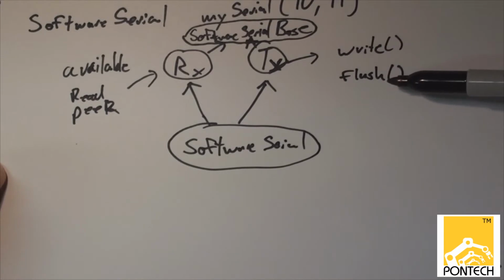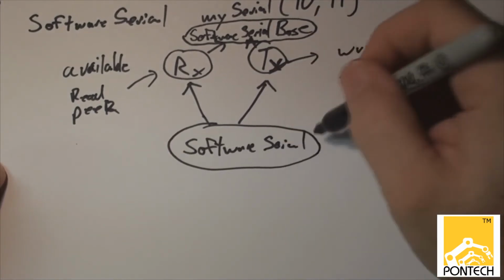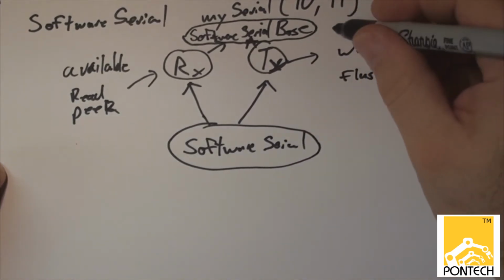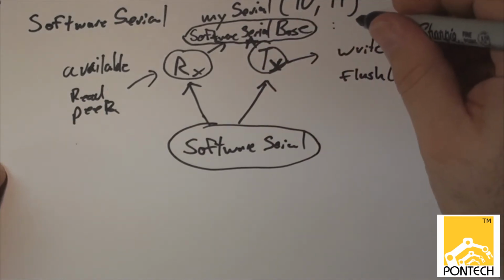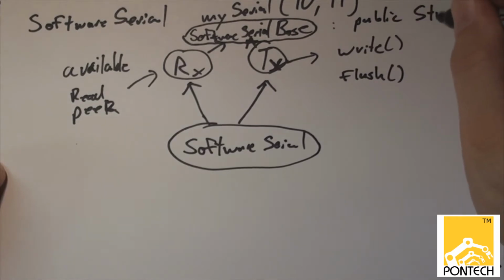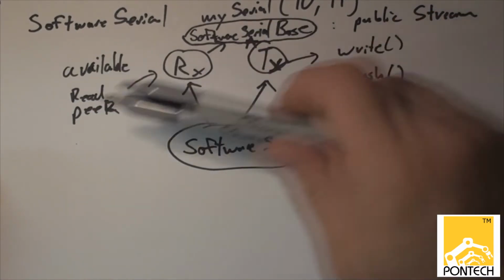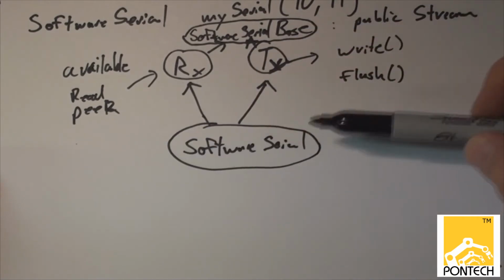Also, these functions, available, read, peek, write, and flush, are all virtual functions that come from the Stream class. So SoftwareSerial originally inherited from Stream, but now the SoftwareSerial base inherits from the Stream class. The Stream class has these as virtual functions, and what it means to be a virtual function is that each one of these has to be implemented at some point along the way.